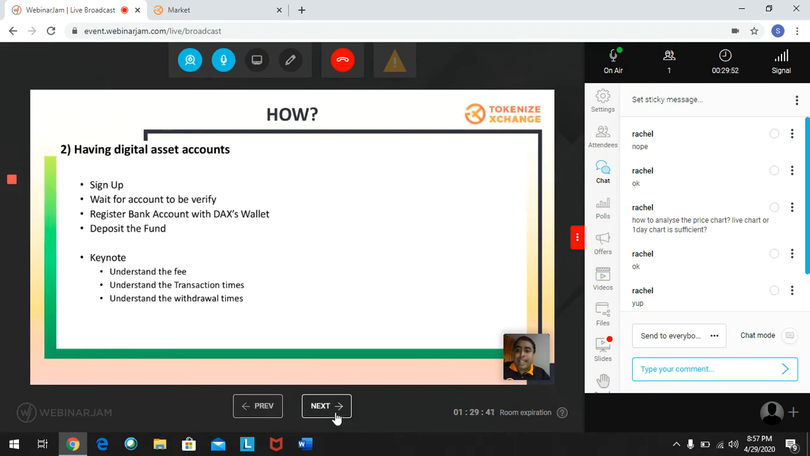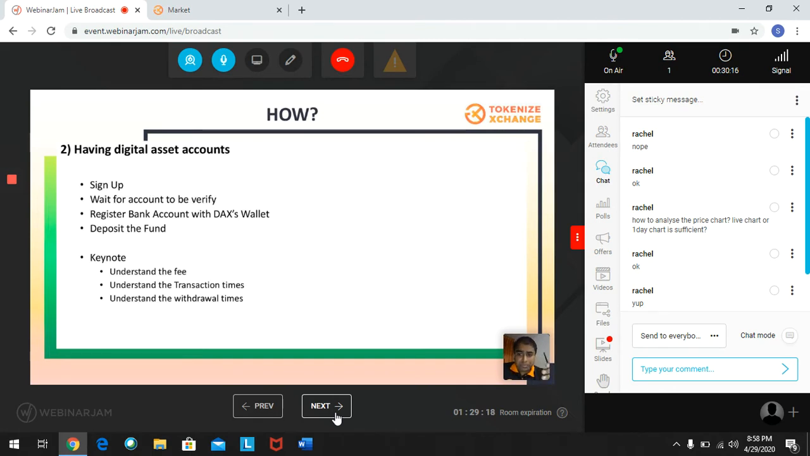Right. So second is digital asset account. You want to have a digital asset account first before doing the arbitrage. So I will advise you, if you have not signed up with Tokenized Malaysia, wait for your account to be verified. Plus, register your bank account. The most important thing is to register your bank account.